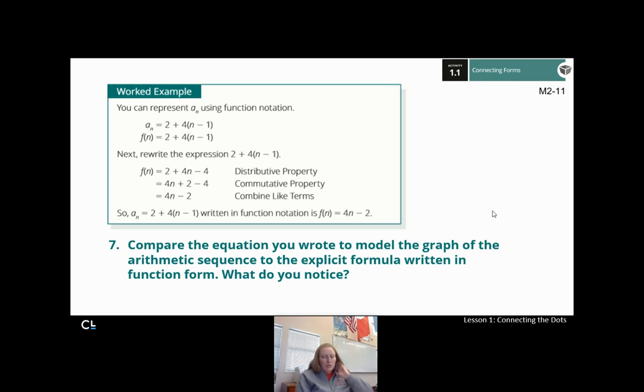So what I'd like you to do for question 7 is compare the equation you wrote on number 5. I think on number 5 we wrote y equals 4x minus 2, right? That was the equation we wrote on number 5. I would like you to compare that equation with this function model that we just wrote. What do you notice? Go ahead and hit pause, jot down what you notice, and then hit play when you're ready to continue the discussion.